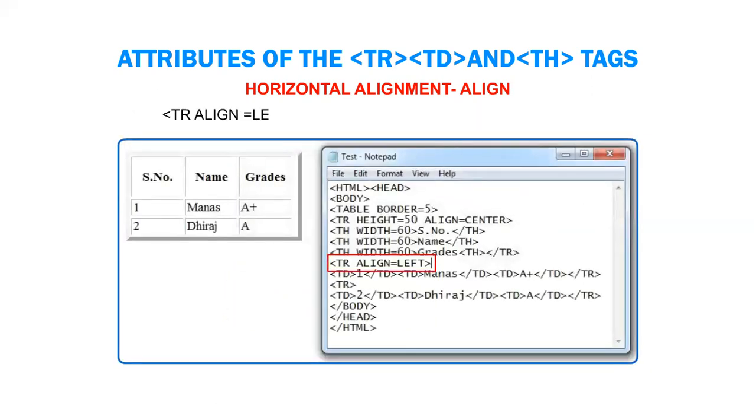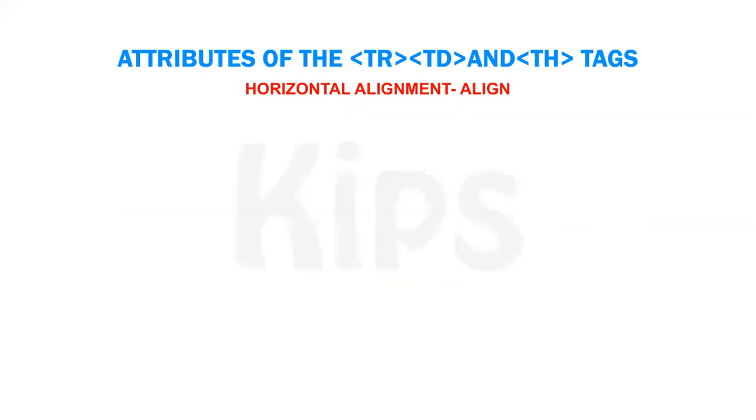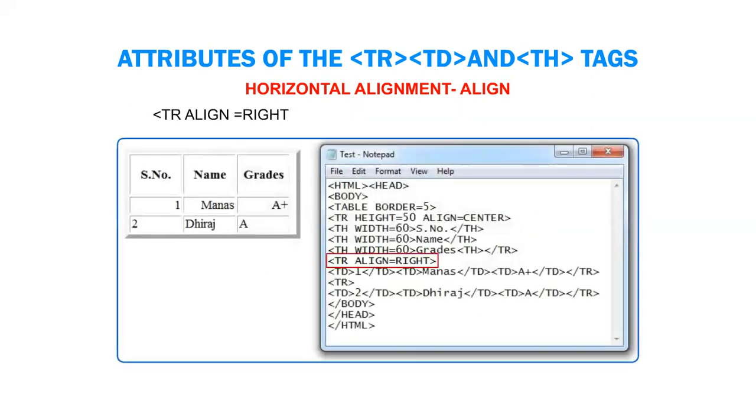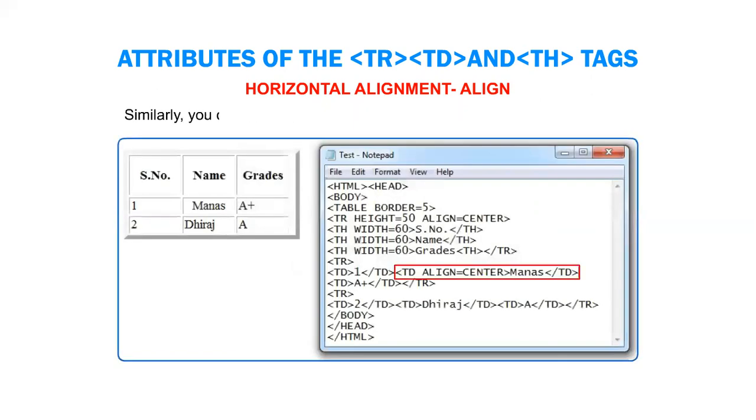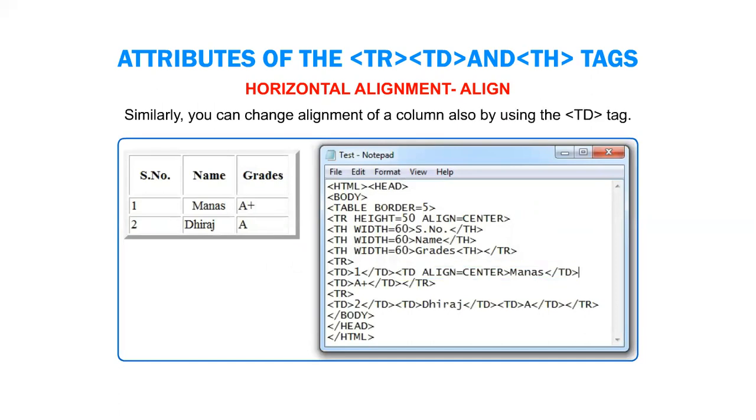TR align equals to left aligns the content to the left side of the cell. TR align equals to right aligns the content to the right side of a cell. TR align equals to center aligns the content to the center of a cell. Similarly, you can change alignment of a column also by using the TD tag.